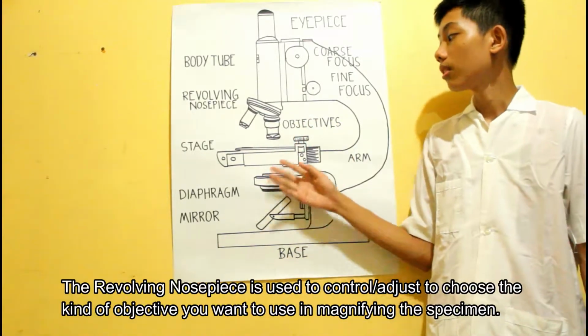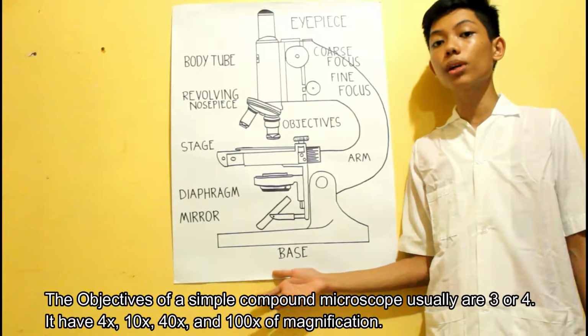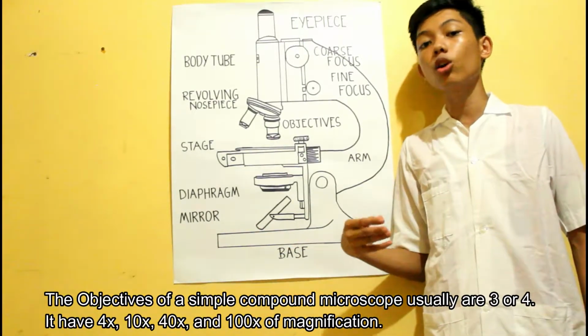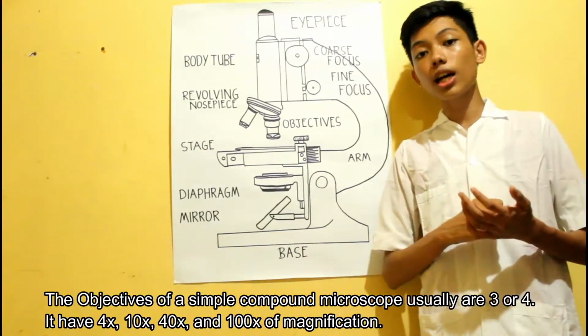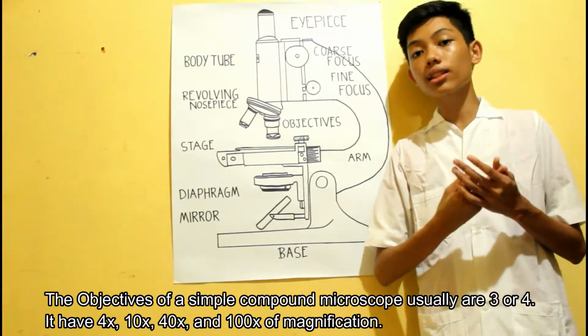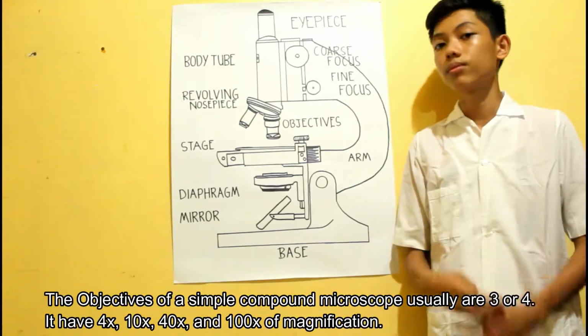the specimen. The objectives. Objectives of a simple compound microscope usually number 3 or 4. They have 4 times, 10 times, 40 times, and 100 times magnification.